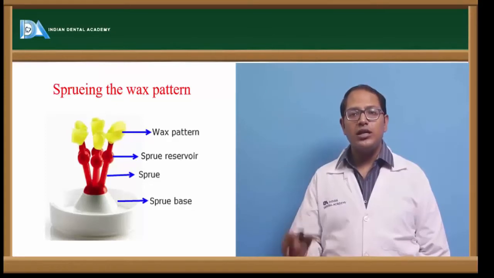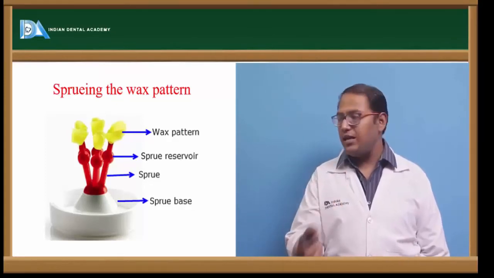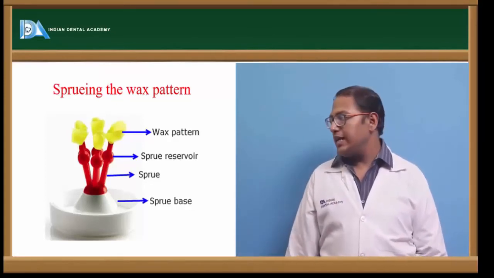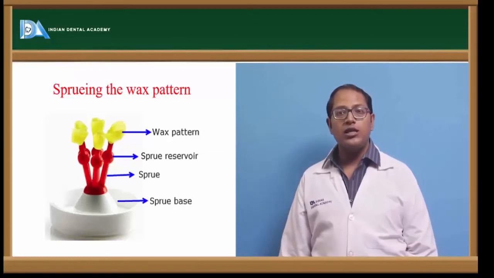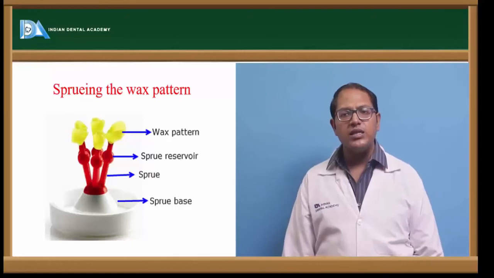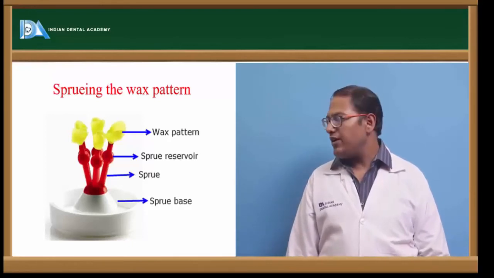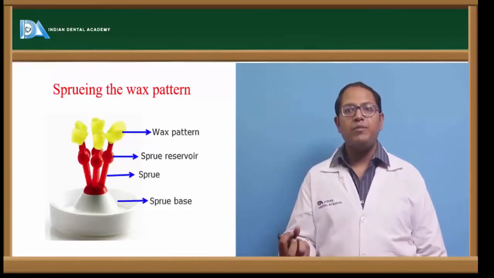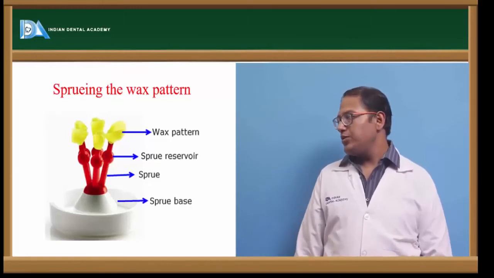Because what will happen, the reservoir which is there in between, we can see the round red color bulky portion, those are called the reservoirs. Now those reservoirs will solidify first. The metal will solidify over there. So there will be a suck back porosity in that particular region.